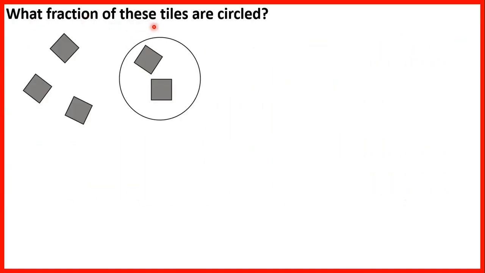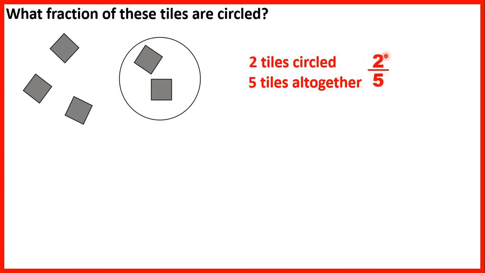What fraction of these tiles are circled? So we need to remember that with fractions, the numerator tells us how many we have, and we have 2 tiles that are circled, and the denominator of a fraction tells us how many there are altogether. So there are 1, 2, 3, 4, 5 tiles altogether. So the total, the denominator, needs to include the tiles that we have and the tiles that we don't have. So because we have 2 circled and 5 altogether, our fraction will be 2/5.